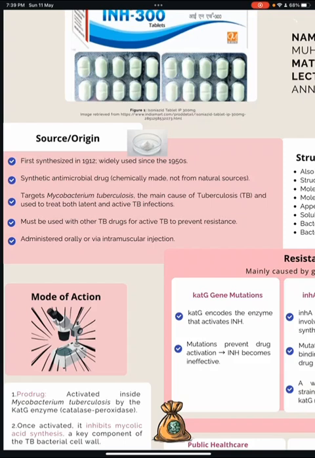INH is used to treat both latent and active TB infections, but for active TB, it must be combined with other TB drugs to prevent resistance. It is usually taken by mouth, but can also be administered through intramuscular injection.